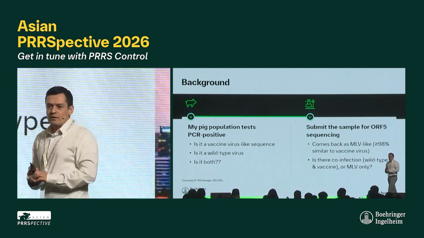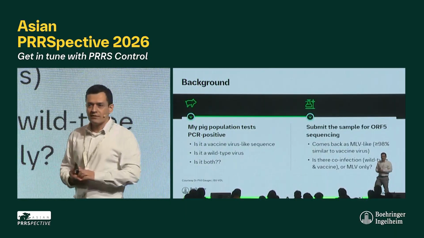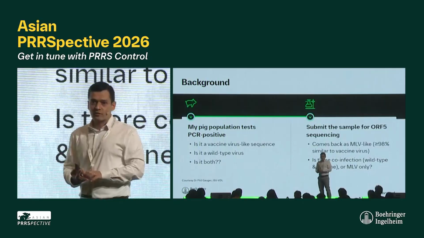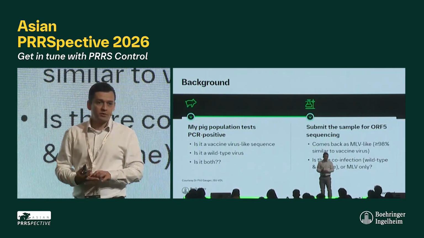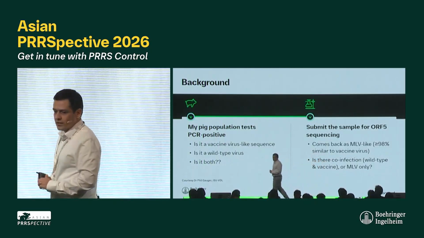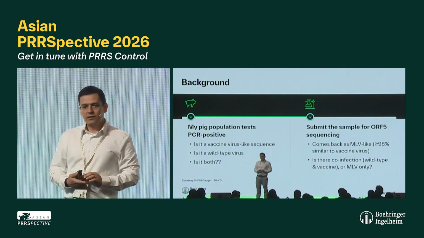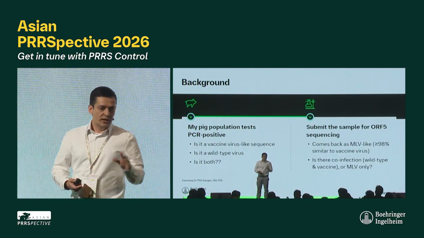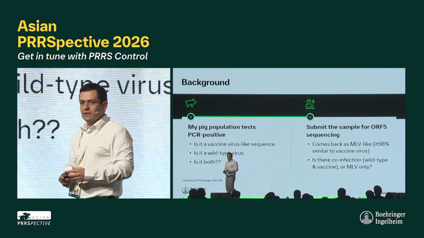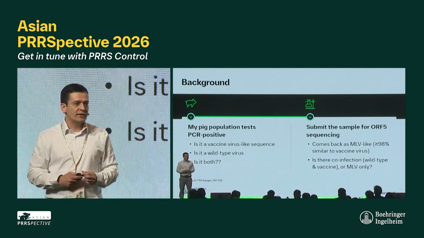MLV. And then you wonder, the pigs are going to test positive by PCR, and the question is, are they positive for the vaccine virus, or are they positive for a wild-type virus of some sort? Or maybe they're positive for both. A conventional PCR will not differentiate. And if you submit for a regular ORF5 sequencing, if you have dual infections, MLV and wild type, chances of sequencing the MLV first is just higher. It is what it is.